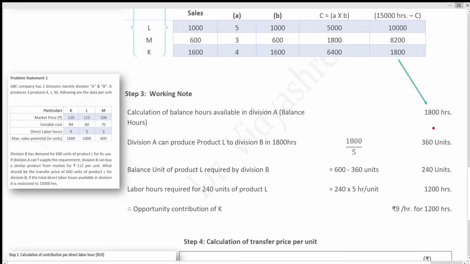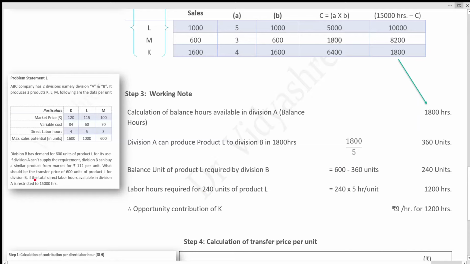Keeping this balance hours, let us see the division A, how it can produce a product L. That is 1800 hours divided by 5. Let's see where this 5 comes from. 5 is nothing but we are producing product L. You can observe in the question, the direct labor hour to produce product L is 5. So we have left out with 1800 hours divided by 5, that is by using 1800 hours, the division can produce 360 units under product L.